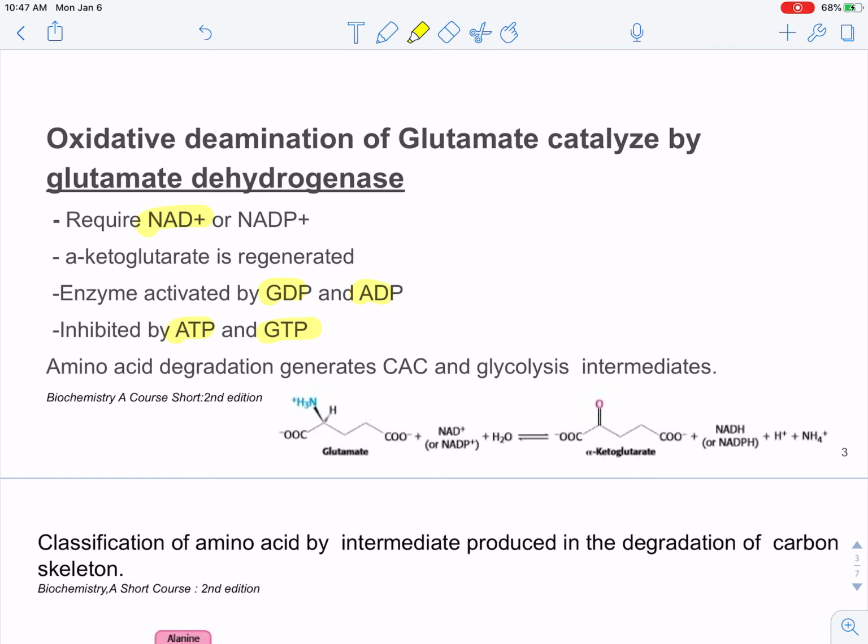So in the reaction shown below, we are transferring protons to the electron carriers with a deamination of the amino group to form the ammonium ion, and then we are regenerating the alpha ketoglutarate.